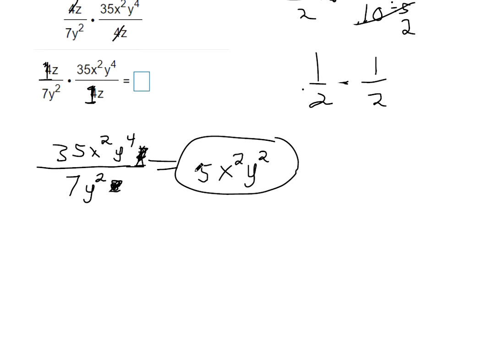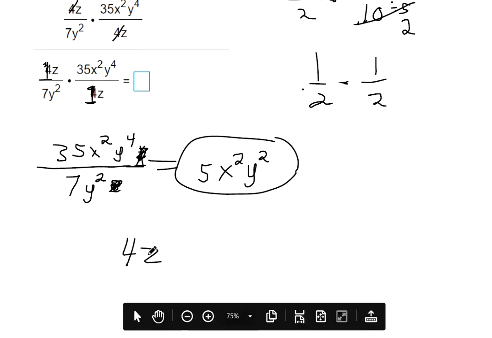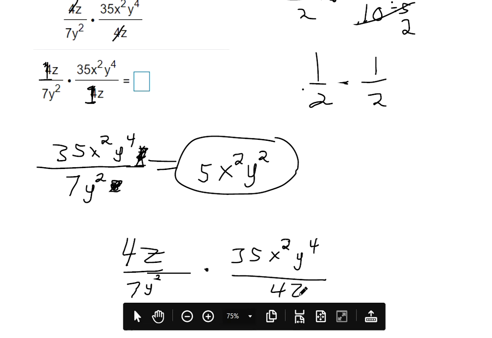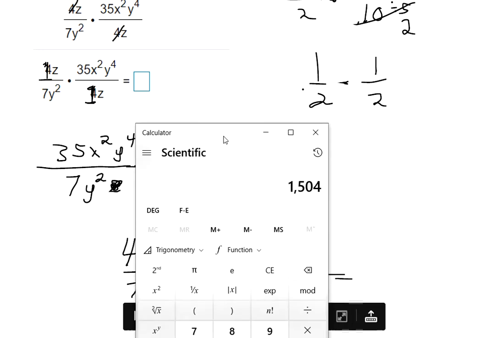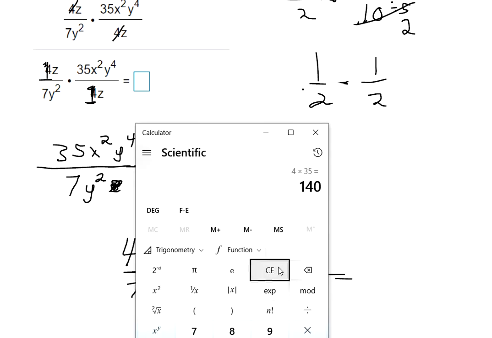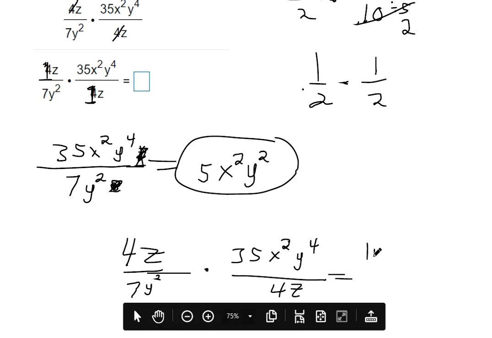So another way of doing this, if the simplification stuff lost you, is you can just multiply straight across the top and straight across the bottom, and then simplify the numbers, and you won't go wrong. You'll eventually get to the right answer. So if I didn't want to simplify, I can just multiply straight across the top. So it makes 140. And then you can rearrange the letters. It doesn't have to be z, x, y. You can do x squared, y to the fourth, then z.